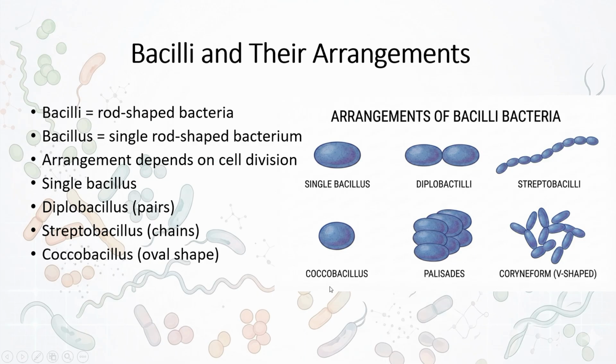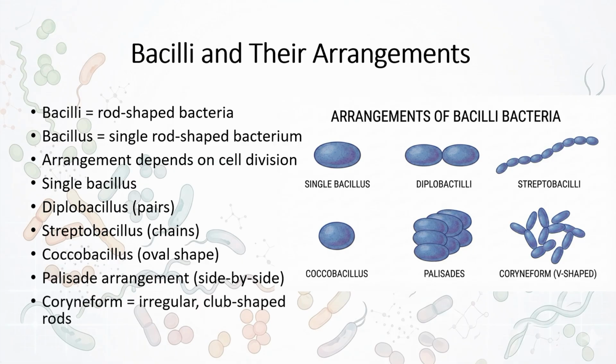So you see, we learned coccus, we learned bacillus. Now what is this cocobacillus? Sometimes very short bacilli look almost oval, so that is why we call them cocobacilli. Clear? Then we have the palisade arrangement, which is, you can see, side by side. It's like stacking. It is known as the palisade arrangement. And then we have the coroniform arrangement, which are irregular club shaped rods.